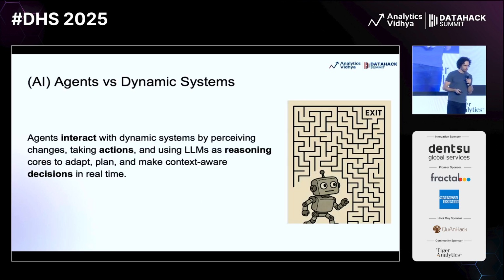All right, so agents versus dynamic systems. Why do we talk about agents? Agent, for me, is not a new concept. I was studying agents years ago. And when we think about agents, we always have to connect them to dynamic systems. And this is the key point that is missing, I believe, when people talk about agents and they don't know when to apply agents.